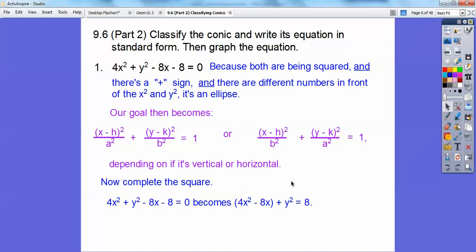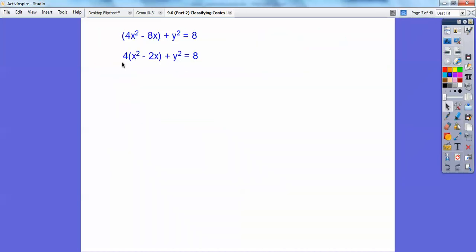Before I complete the square, this has to be a 1x squared, so I'm going to pull a 4 out of that, but that means I have to pull a 4 out of the 8 also. See how I pulled the 4 out of the 4x squared and out of the 8, and they became x squared minus 2x. Imagine if I redistributed the 4 through: 4 times x squared gets me 4x squared, and 4 times negative 2 is negative 8. So before I complete the square, this has to be 1 right there.